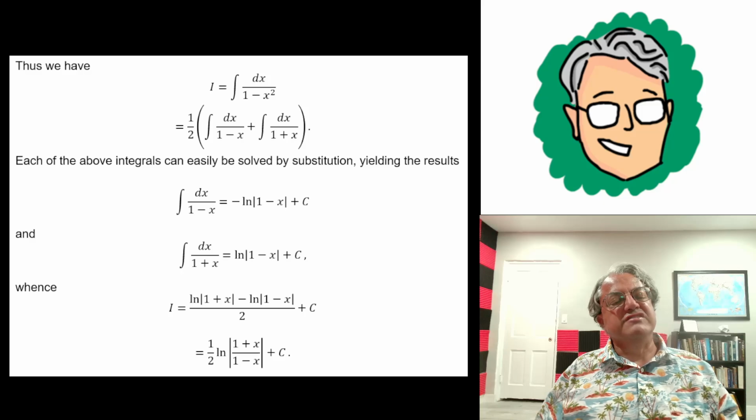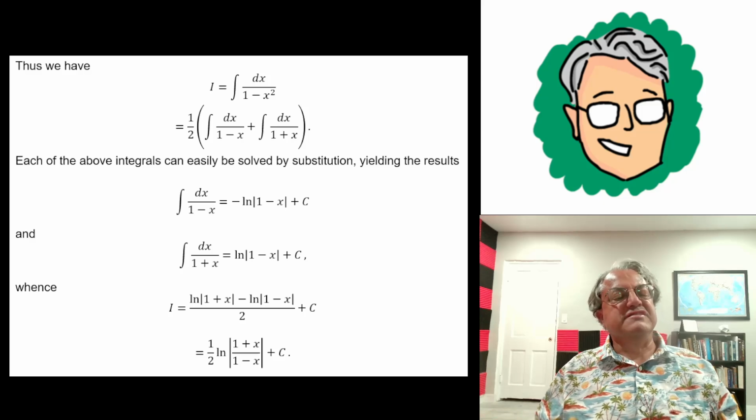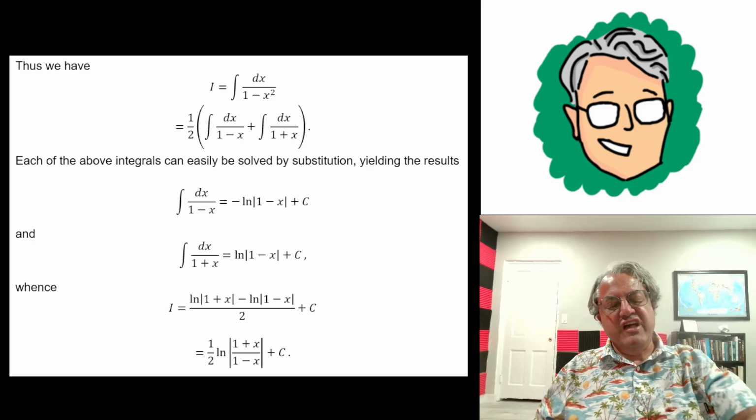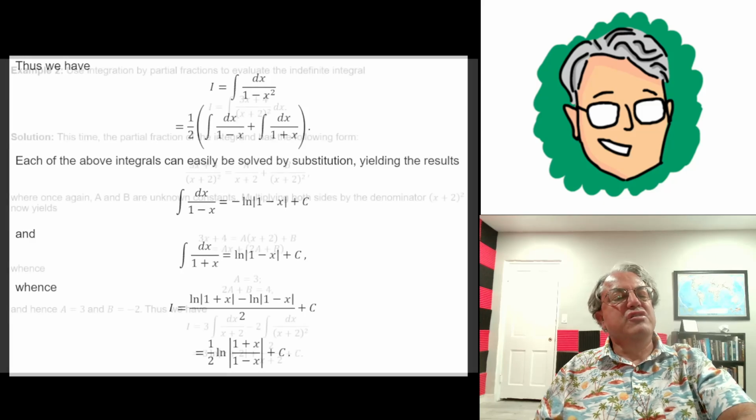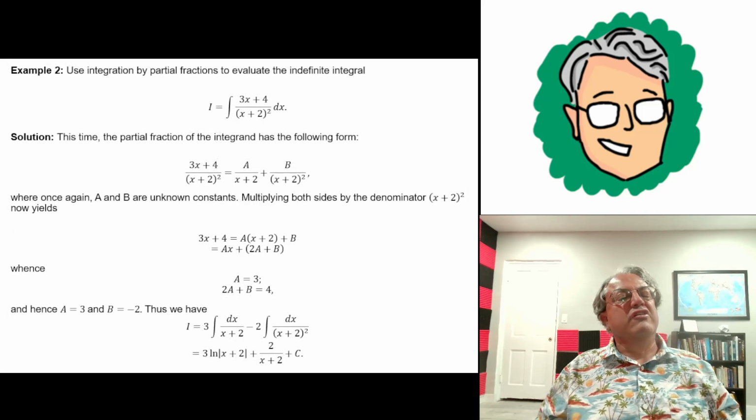We can simplify this a little bit using properties of the natural logarithm. We can write the whole thing as 1/2 ln of absolute value of 1 plus x over 1 minus x plus some integration constant c. So that's how you solve that. That one's pretty simple. But let's do a harder one.